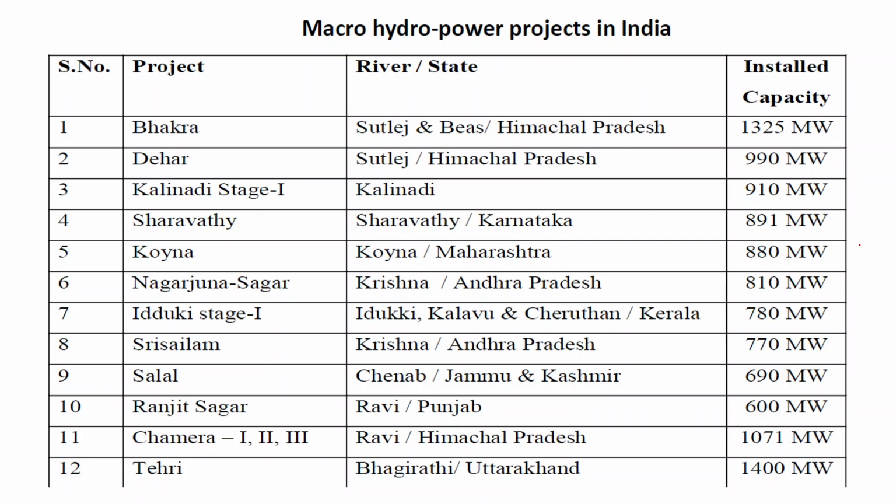These are some of the large hydropower projects in India: the one in Bhakra on the Satluj River, then Dehar, Kalindi Stage 1, Saravati, Koyna, Nagarjun Sagar, Idukki Stage 1, Sri Sailam, Salal, Rana Pratap Sagar, then Chamera and Tehri Dam. All these are available in India, with the largest capacity being Tehri Dam, as we can see, at 1400 megawatt on the Bhagirathi River in Uttarakhand.